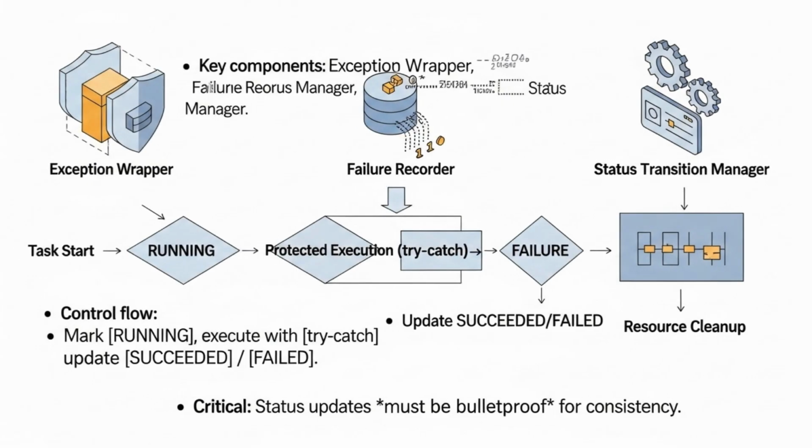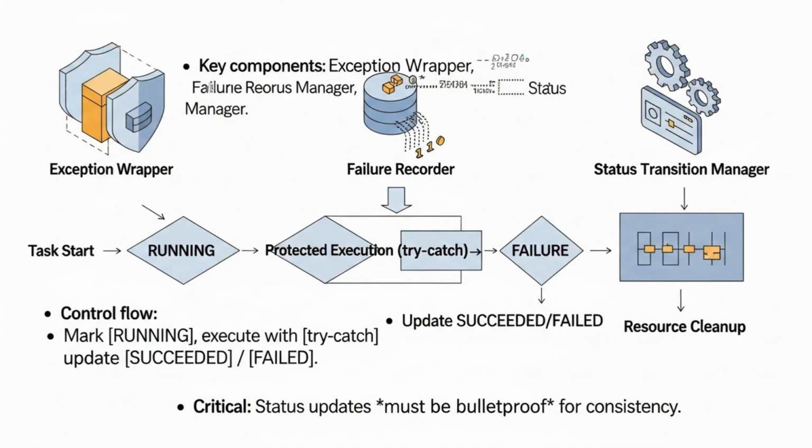To implement this controlled failure, we typically rely on three key architectural components. First, an exception wrapper, usually a try-catch block, surrounds your core task logic to intercept any runtime exceptions. Second, a failure recorder updates the task status to failed and stores all the critical error details in your database for debugging. And third, a status transition manager ensures these updates are atomic, preventing race conditions that could lead to inconsistent states.